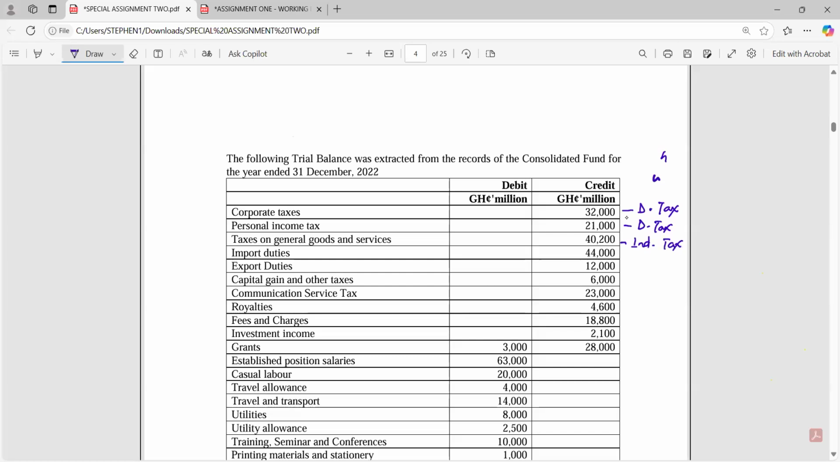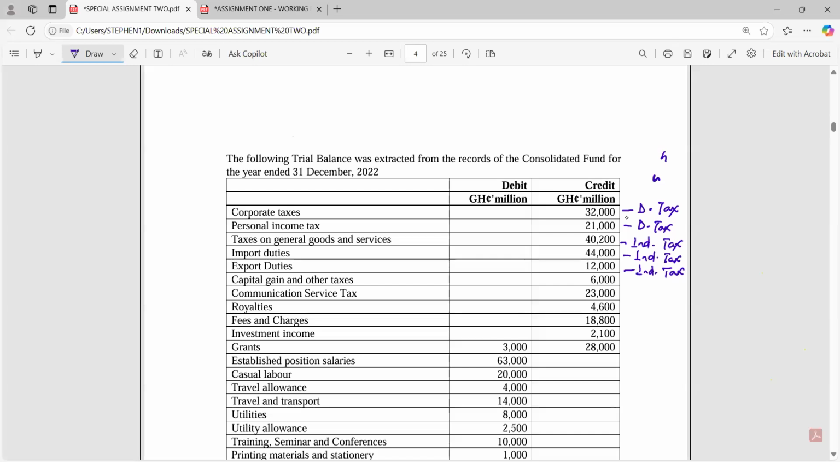You and I know that import duty is something related to import, so it is an indirect tax. You and I know that export duty is what? Indirect tax. Please solve more questions, so you become very familiar with them.